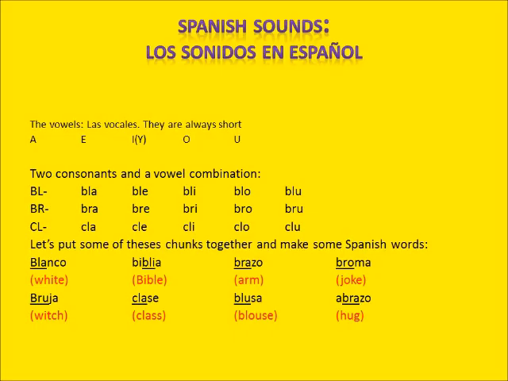Blanco, Biblia, brazo, broma, bruja, clase, blusa, abrazo.